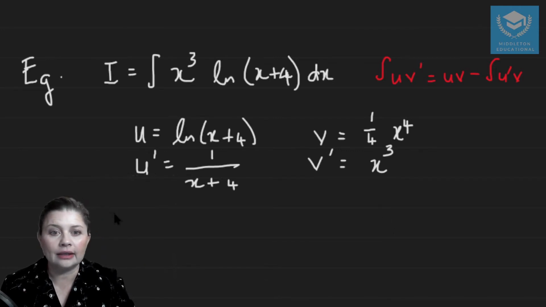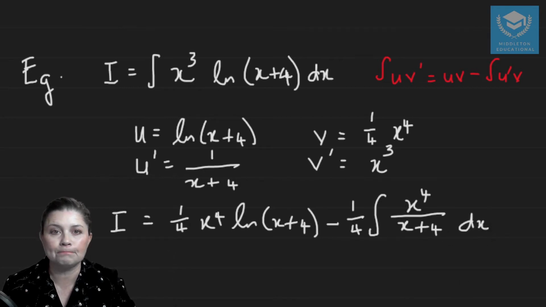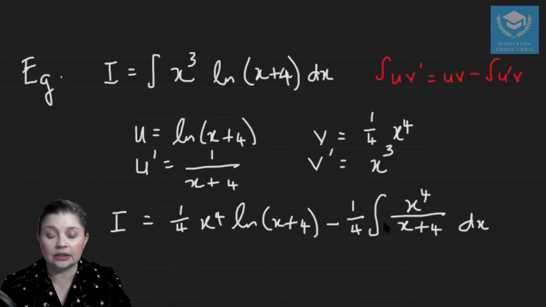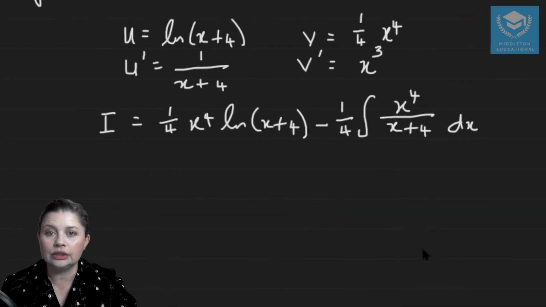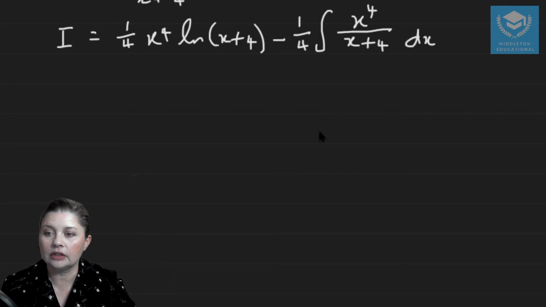Okay, so then when we use integration by parts, we end up with u times v. So it's going to be 1 over 4 x to the power 4 times the natural log, minus the integral of, I'm going to take the constant out, and I end up with x to the power 4 over x plus 4 dx. Okay, so that's what I've got. So the next step is I now need to find the integral of this.